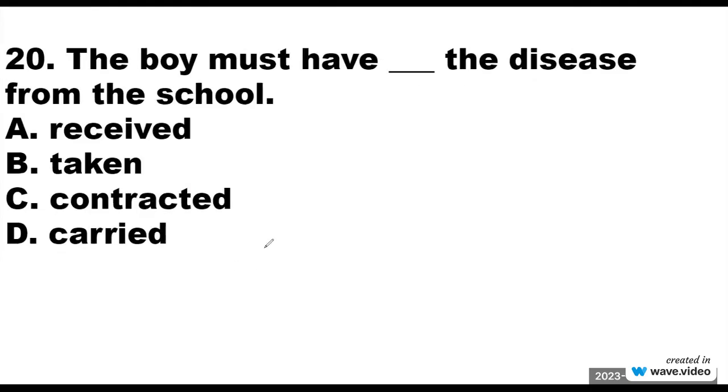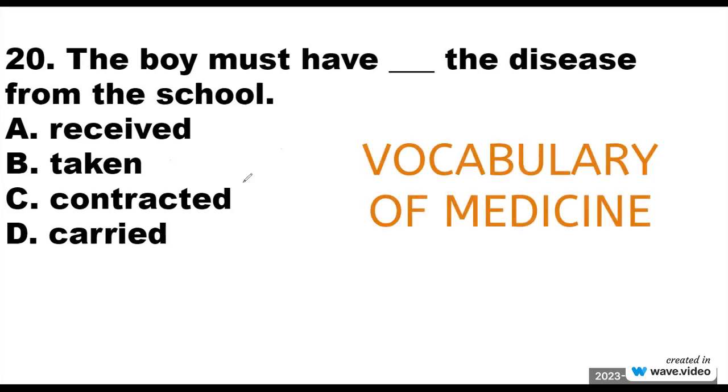And this brings us to the last but not the least question, question number 20. The boy must have dashed the disease from the school. A, received, B, taken, C, contracted, D, carried. Now, this is the vocabulary of medicine or the vocabulary of health, if you like. Now, can you say the boy must have received the disease from the school? Do people receive disease or taken or contracted?